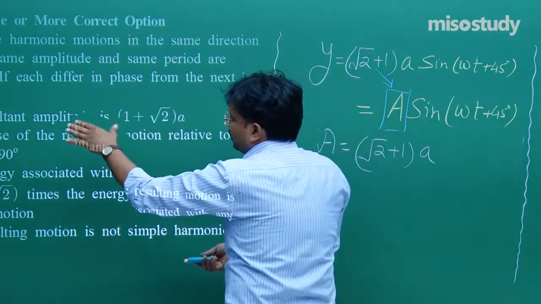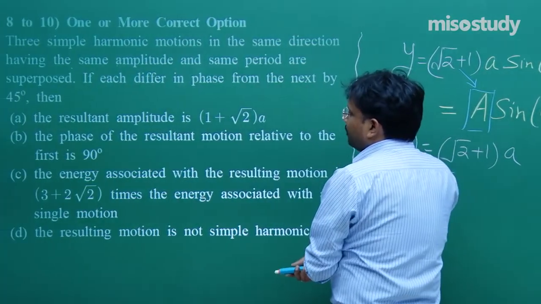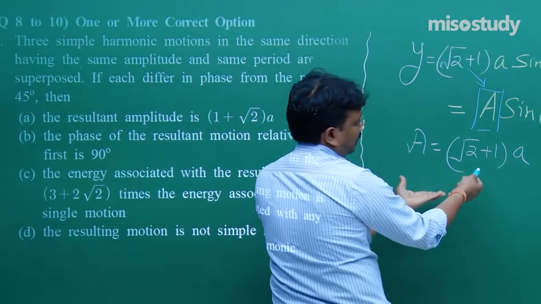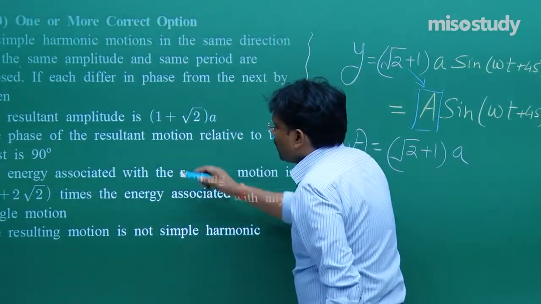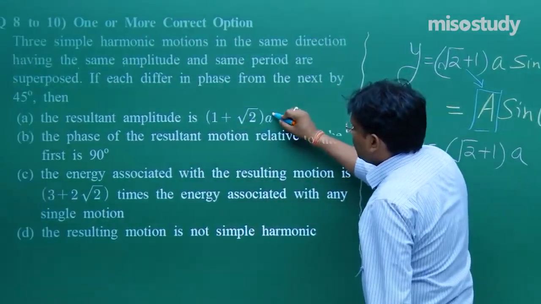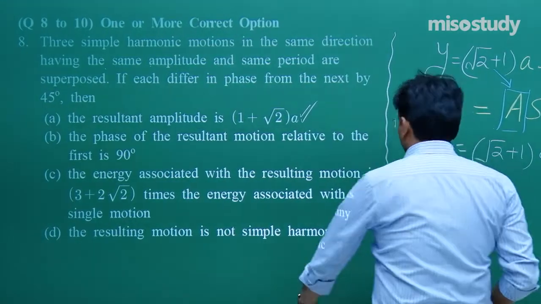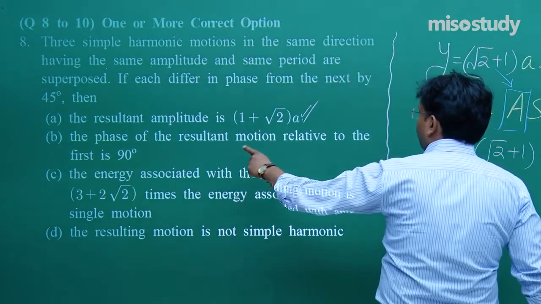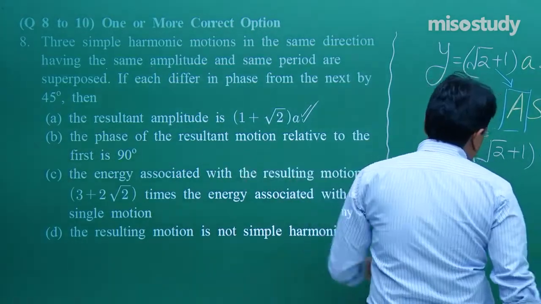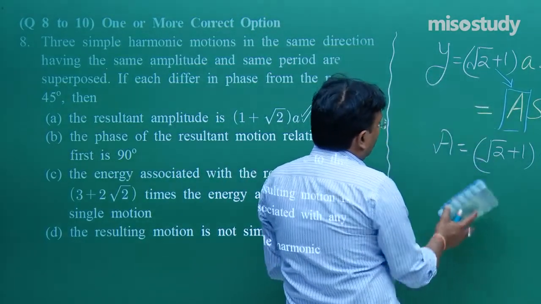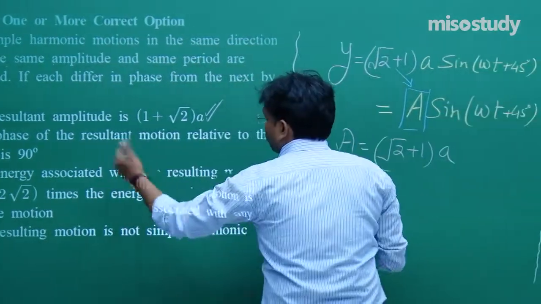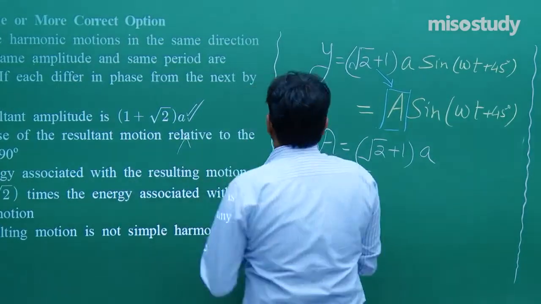Okay. So let's start reading the first option. The resultant amplitude is 1 plus root 2 into a. Same we received. So we will say option A is correct. Now the phase of the relative motion relative to the first is 90 degrees, which is not correct. It is pi by 4. It is not 90 degrees. So this B is not correct.